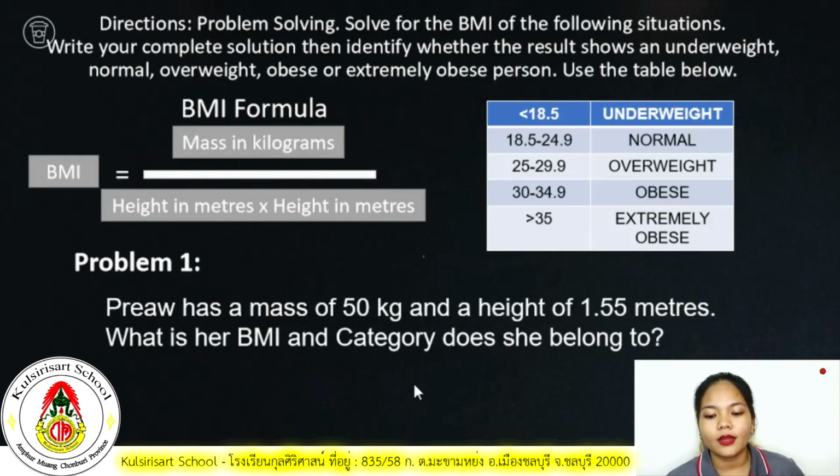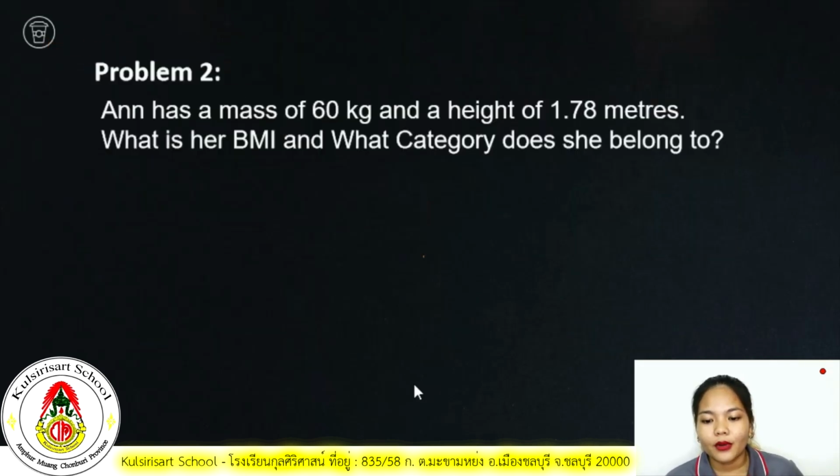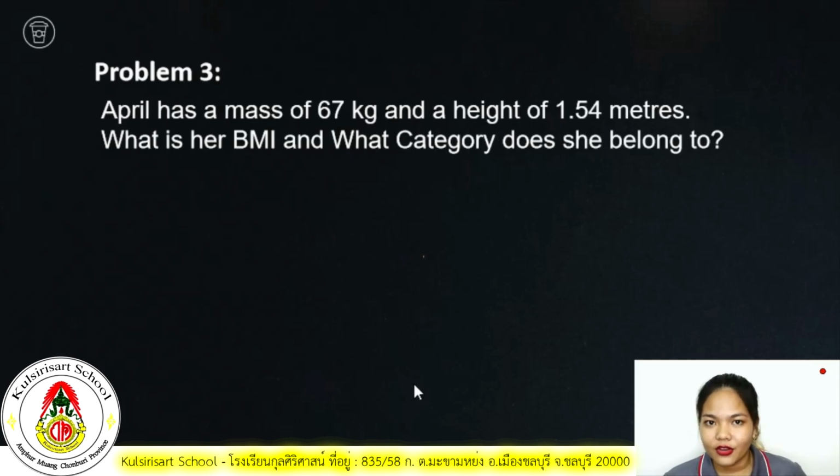Okay, so for problem number 1, Preo has a mass of 50 kilograms and a height of 1.55 meters. What is her BMI and category that she belongs to? For problem number 2, Anne has a mass of 60 kilograms and a height of 1.78 meters. What is her BMI and what category does she belong to? Okay, and for our third problem, April has a mass of 67 kilograms and a height of 1.54 meters. What is her BMI and what category does she belong to?